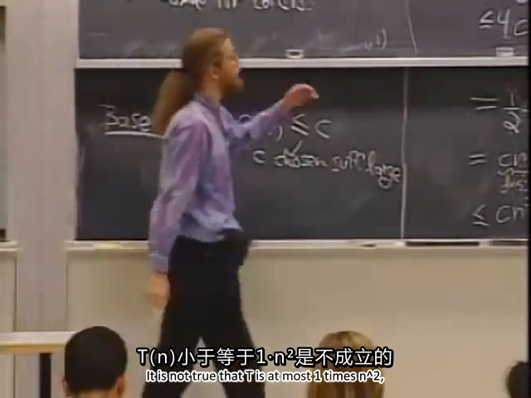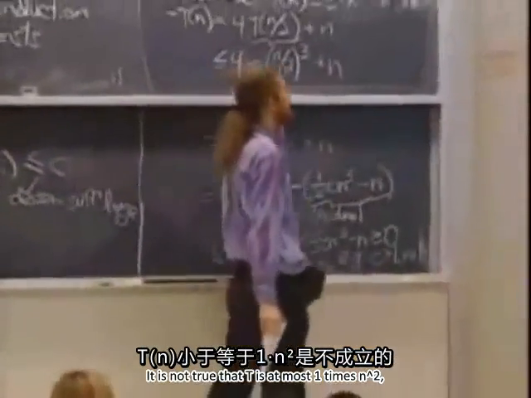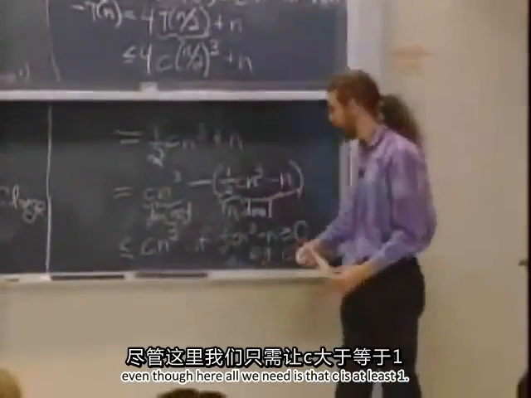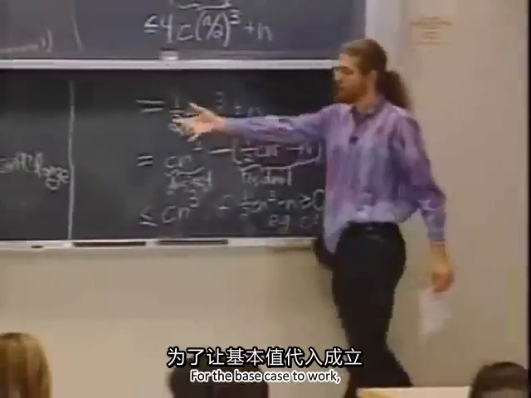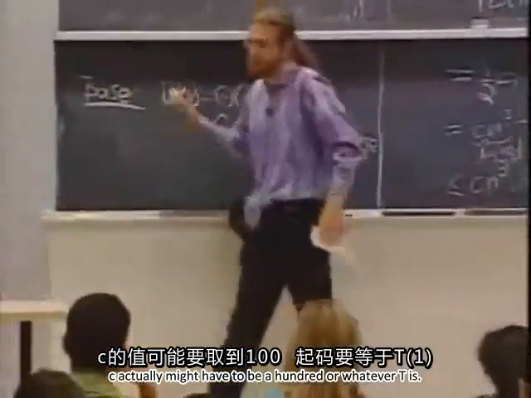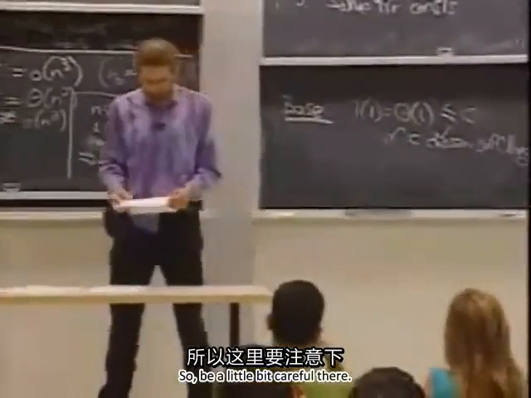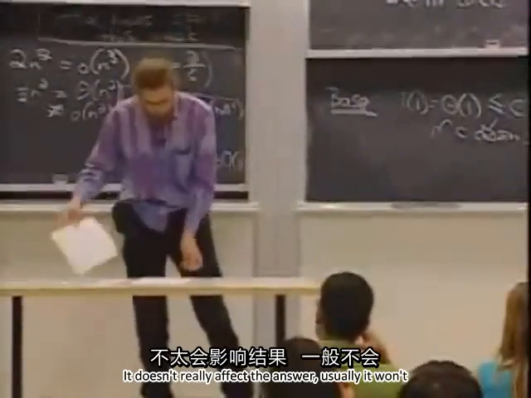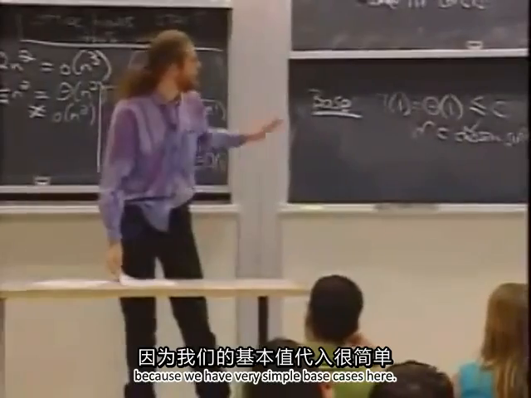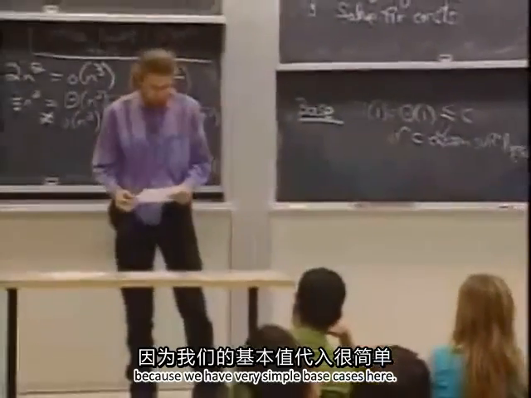It's not true that T of n is at most 1 times n squared, even though here all we need is that c is at least 1. For the base case to work, c actually might have to be 100 or whatever T of 1 is. Okay, so be a little bit careful there. It doesn't really affect the answer. Usually it won't, because we have very simple base cases here.